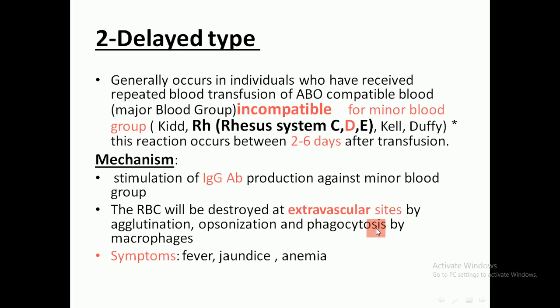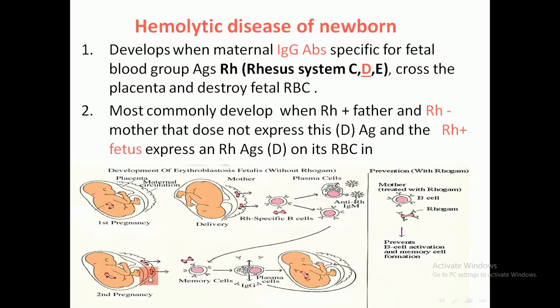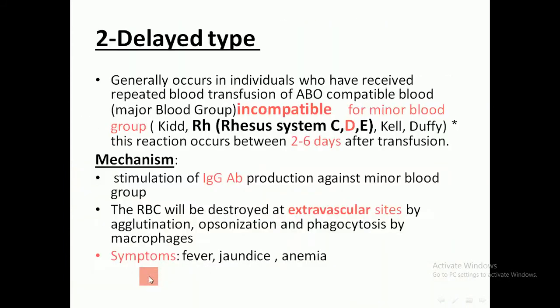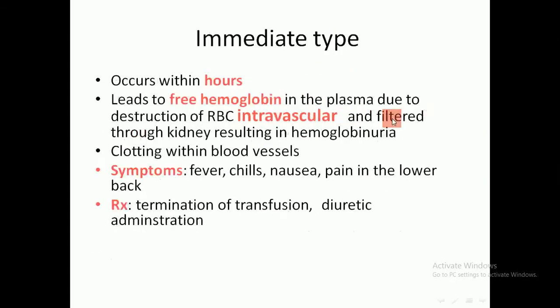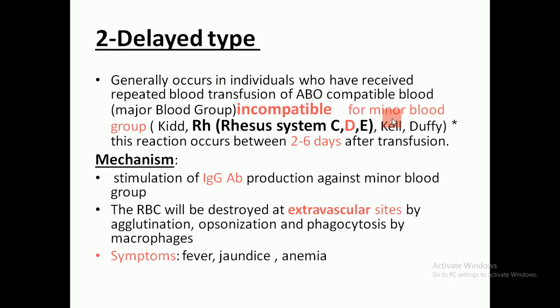This is the mechanism: agglutination, opsonization, and phagocytosis by the macrophage, while in the immediate type the mechanism is complement-mediated lysis. And the patients will complain of fever, jaundice, and anemia. So the patient had repeated blood transfusions and is still anemic, and this is due to a delayed type hypersensitivity reaction to the compatible blood transfusion. It's compatible to the ABO, while incompatible to the minor blood group.